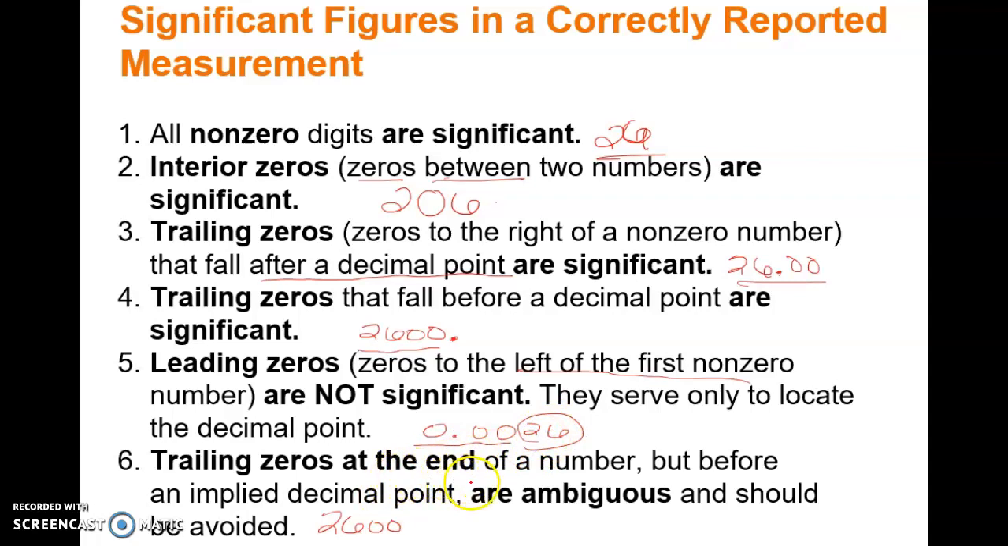Trailing zeros at the end of a number, but before an implied decimal point, are ambiguous, so you should avoid them. What they're saying here is that we don't really know how many significant figures this number has. Probably what you'd want to do is put this in scientific notation and make it 2.6 times 10 to the 3. So if there's not a decimal point, you want to avoid a bunch of zeros after a number.